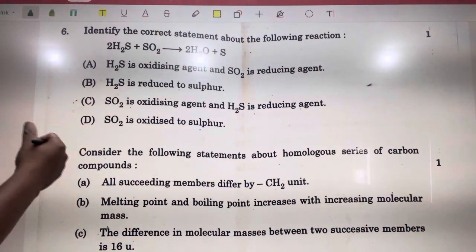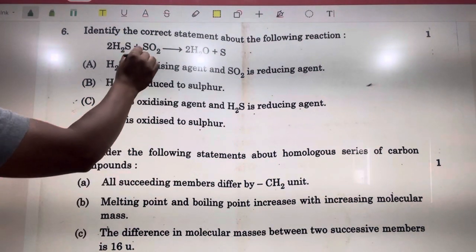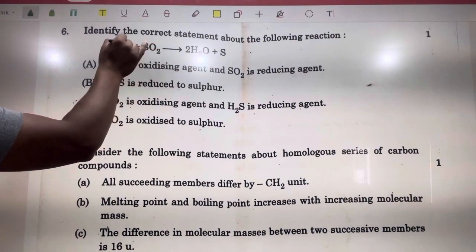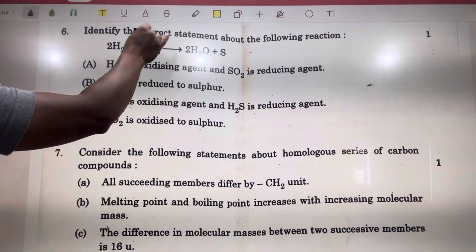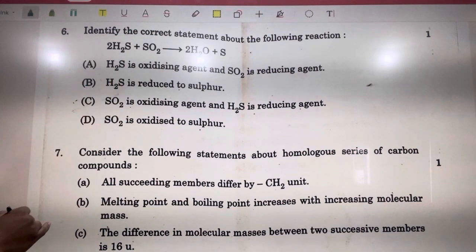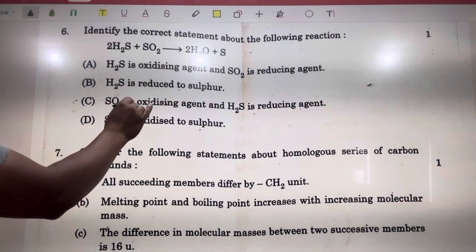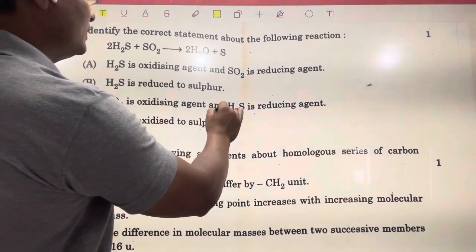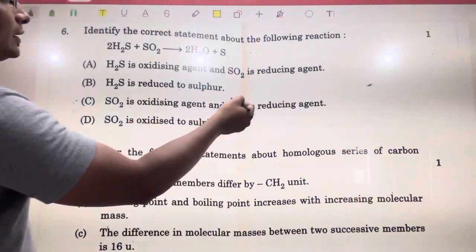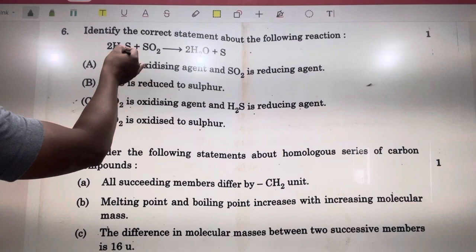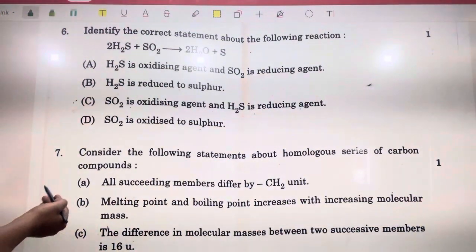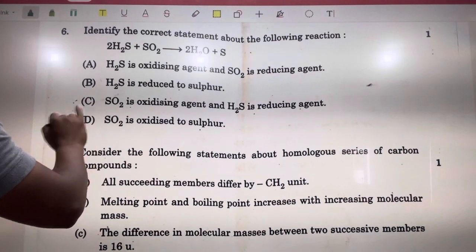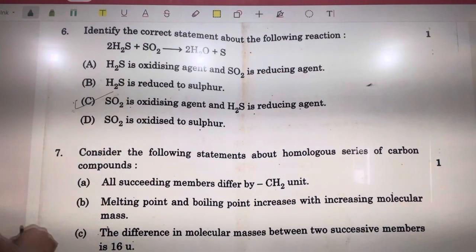So let us check what exactly is happening here. SO2 is adding oxygen, so therefore SO2 will act as the oxidizing agent. So let us check where that option is. SO2 is an oxidizing agent, and H2S is giving up its hydrogen, so therefore it is the reducing agent. So option C will be the correct option.